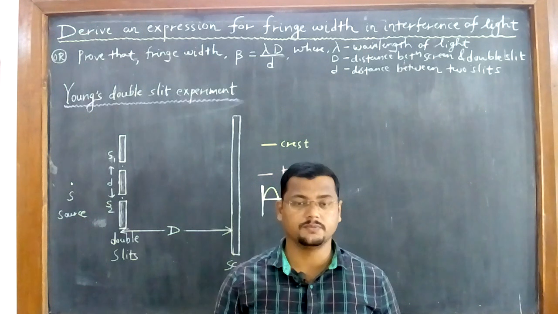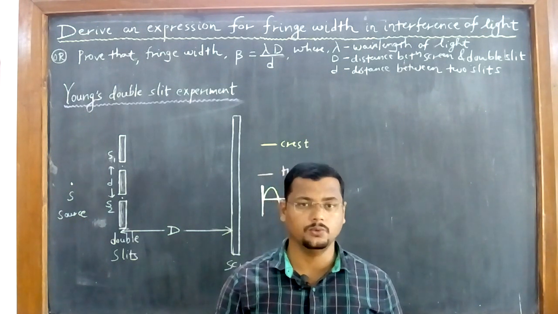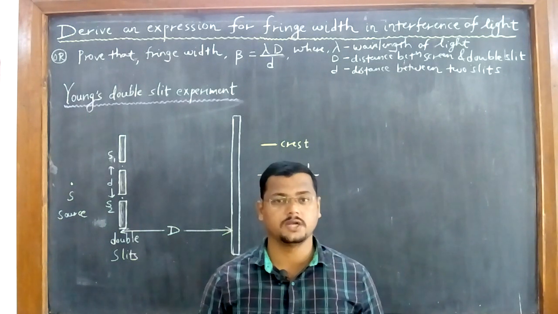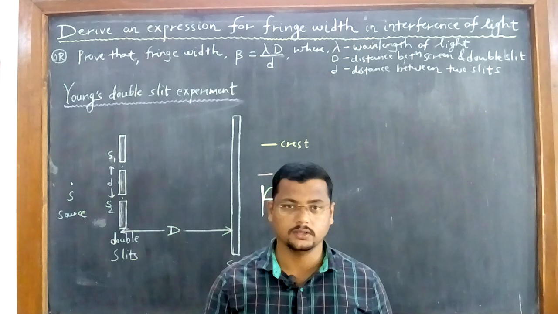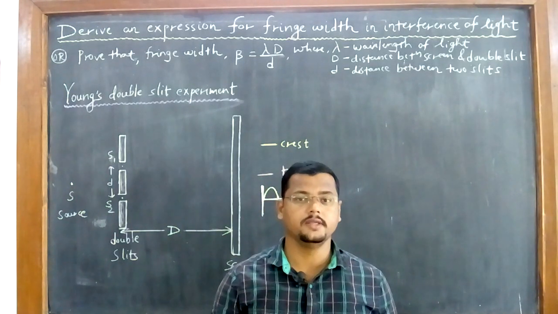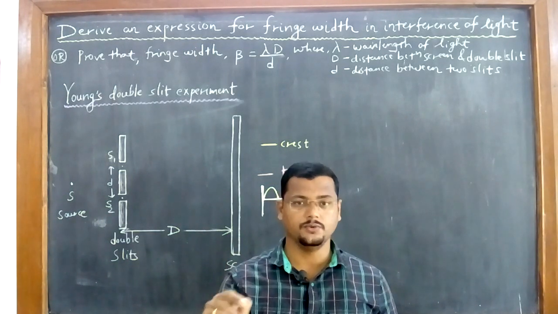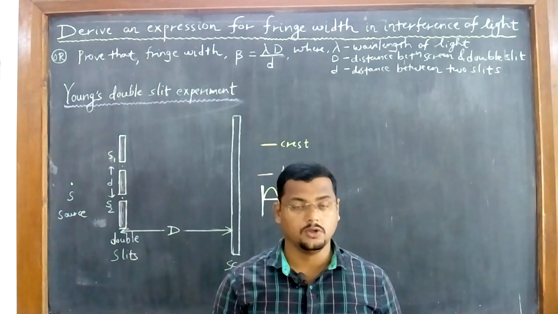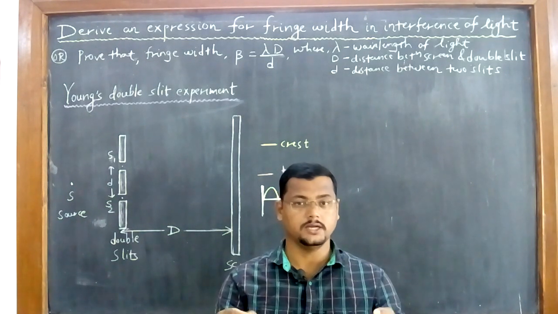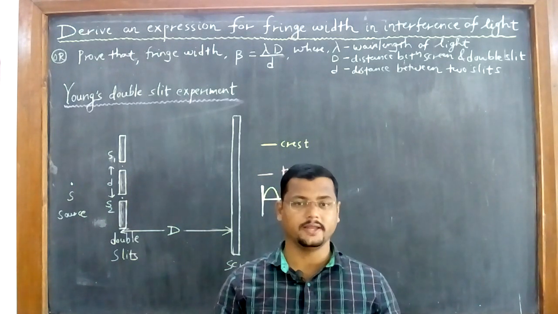The fringe width expression, I have written on the board, is beta equal to lambda capital D divided by small d, where beta stands for fringe width, lambda stands for wavelength of incident light, capital D is the distance between the double slit and screen, and small d is the distance between the two slits. You may have confusion between capital D and small d, right?